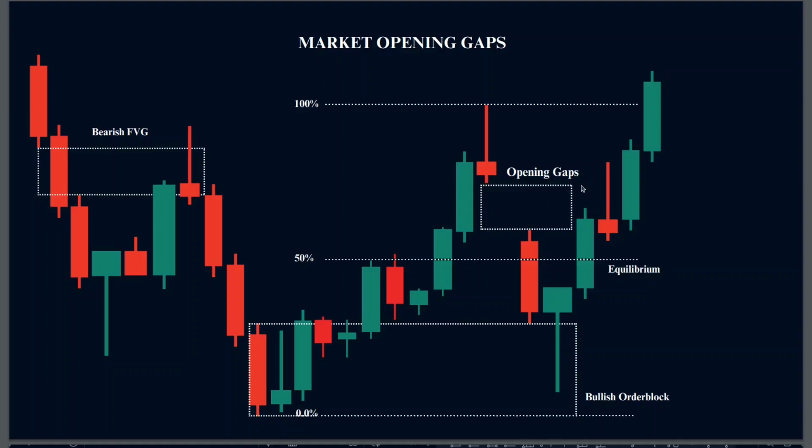What happened here is a volume imbalance. There was no trade that occurred at this particular range. So market always gravitates towards this area to fill up those gaps.